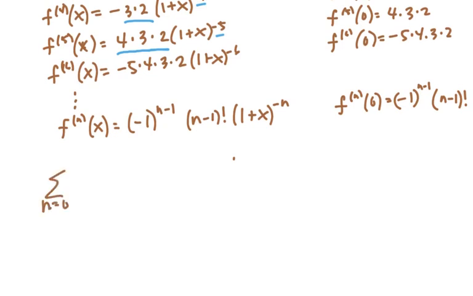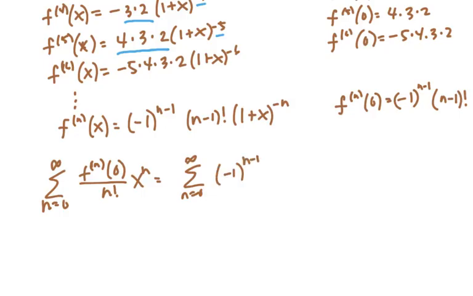We know that it's the series from n equals 0 to infinity of the nth derivative at 0 over n factorial times x to the n. Now the nth derivative is negative 1 to the n minus 1, and then we have n minus 1 factorial over n factorial, x to the n.